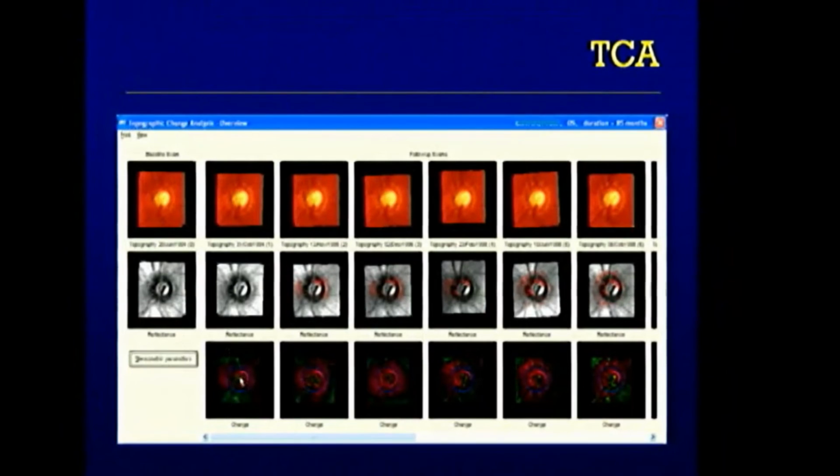At the bottom here, the clusters in red are areas that are changing. So you can see the rim appears to be changing. The middle row indicates red only if the rim area change is greater than the variability that you'd expect, the test-retest variability. Like we talked about, if you take 3 images, it'll give you an estimate of variability within the images. And if the change is greater than the variability, then it's marked as change in the middle row. So that's the one we tend to look at.